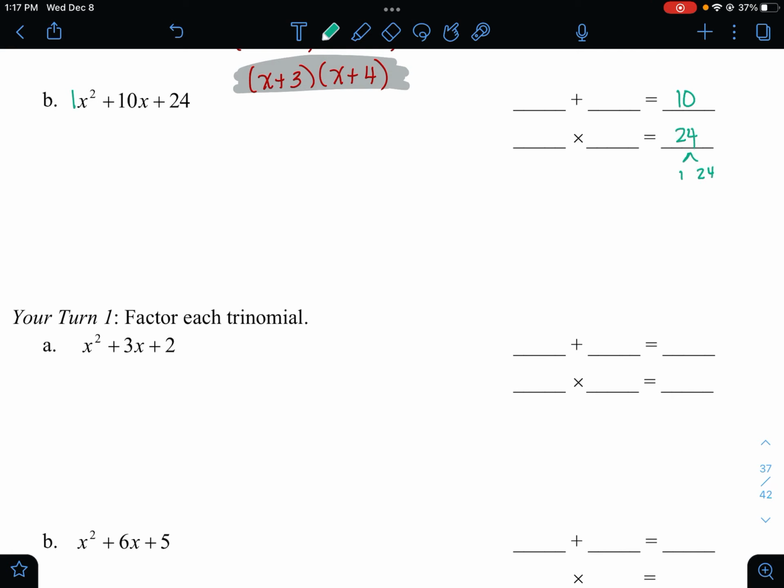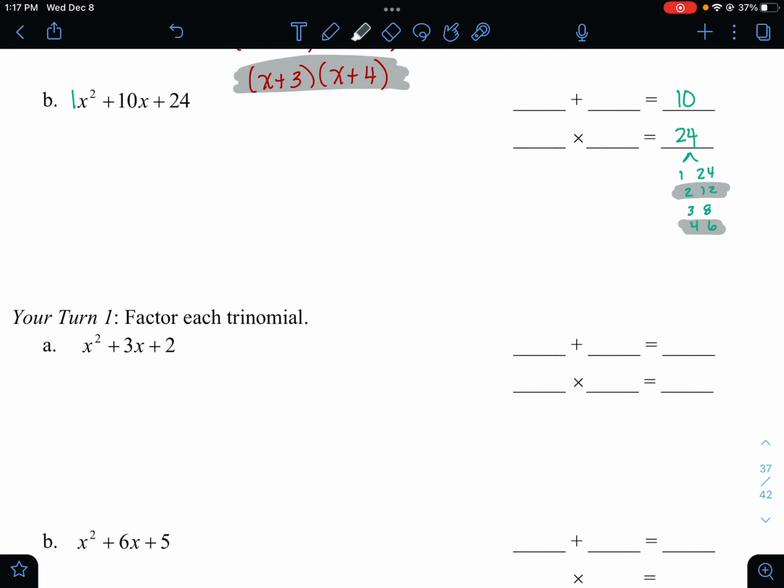So 1 and 24, 2 and 12, 3 and 8, 4 and 6, and that is it. So a combination that could give me 10. Now here's the thing. I have two options. I could do 12 minus 2, and that gives me 10, or I could do 4 plus 6, and that will also give me 10.